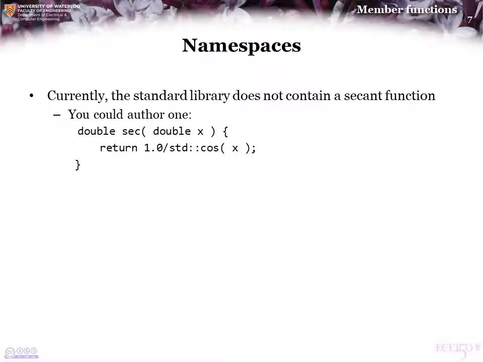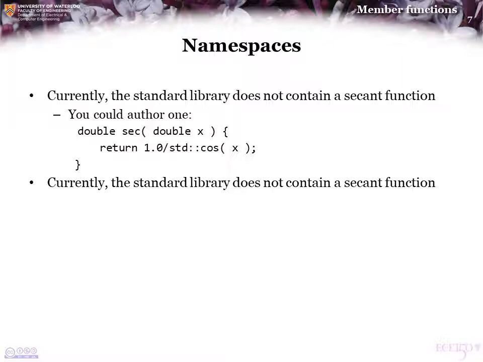Now, currently in the standard library, there is no such thing as a secant function. So if you wanted one, you could author one yourself. So the secant function simply returns 1 divided by whatever the standard library call to cosine returns for cos of x. All right.